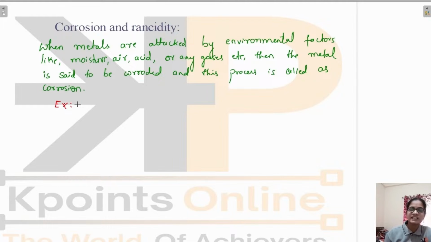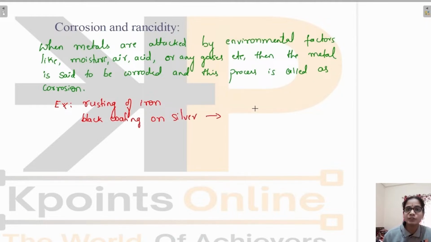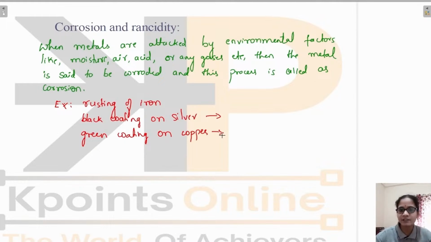Okay, there are many examples, like rusting of iron. What happens in rusting? A brownish layer of iron oxide is formed, as iron reacts with the moisture. Then there is a black coating on silver metal. What is that? It is due to the formation of silver sulfide. It reacts with the sulfur compounds present in the air to form silver sulfide. And then there is a green coating on copper. When copper reacts with oxygen present in air, it forms oxides, and it also reacts with carbon dioxide to form carbonates. This results in the formation of a green coating. Copper carbonate and copper oxides are formed.